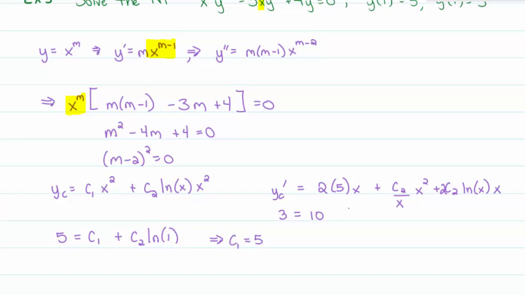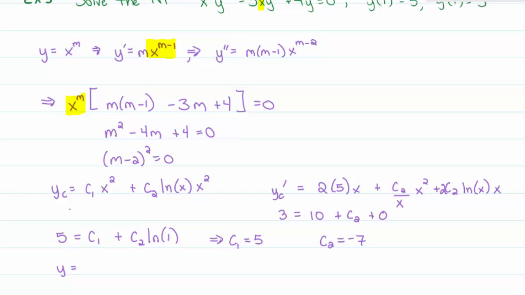So we have 10. Remember this is going to be plus c2. The x's cancel if you want to call it that. And then natural log of 1 on the back end is just 0. So I'll write it that way. So c2 should be a negative 7. There we go. Our final full answer is y is equal to.